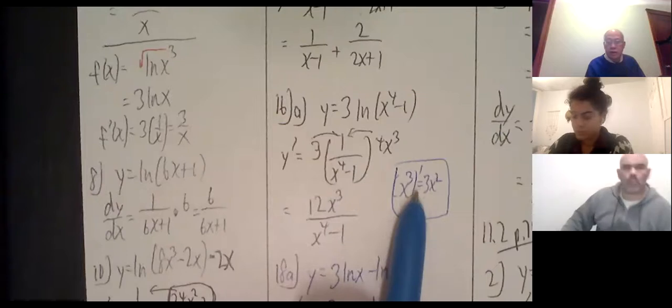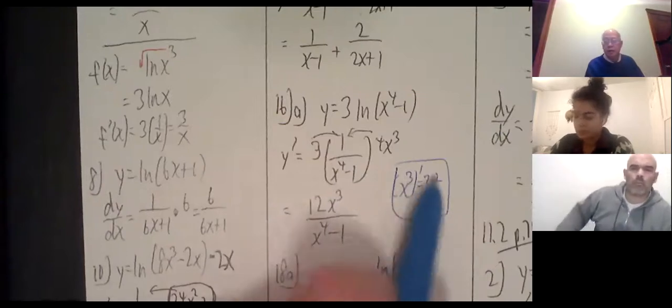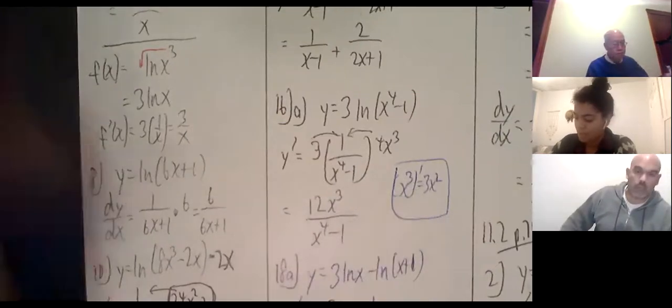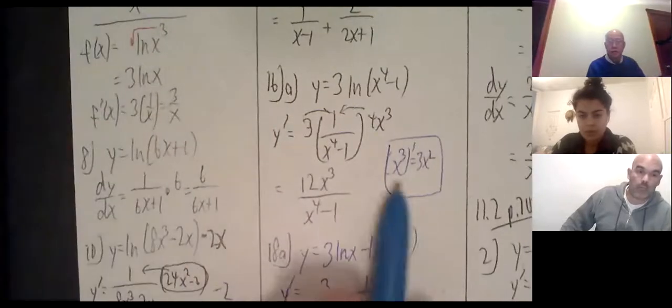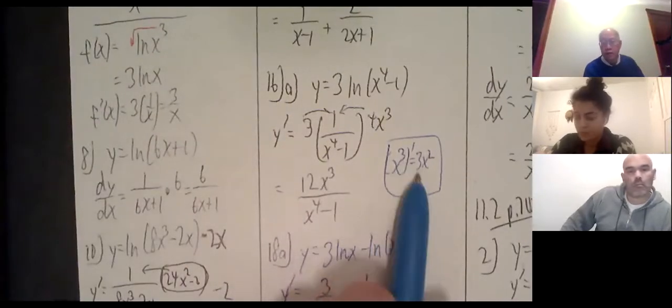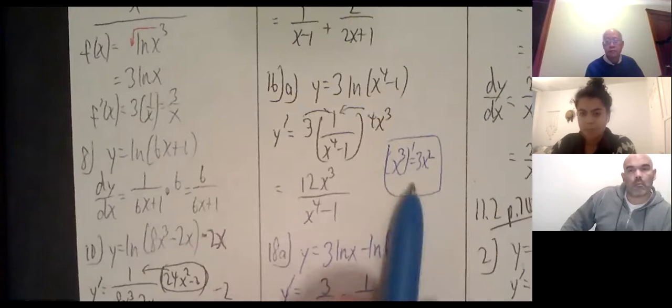And never mind about this. I don't think this applies. That was probably the last time I taught. Somebody asked a question about that. So just forget about this, I think. Although it's true, the derivative of x cubed is 3x squared, but don't worry about that right now.